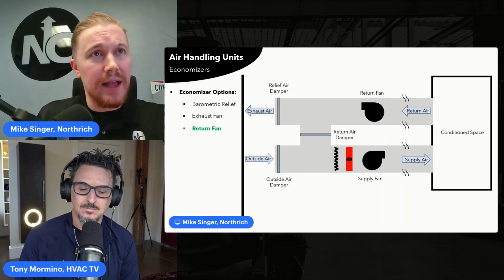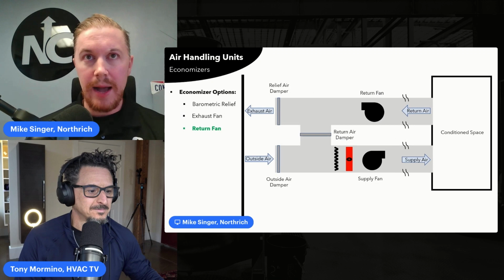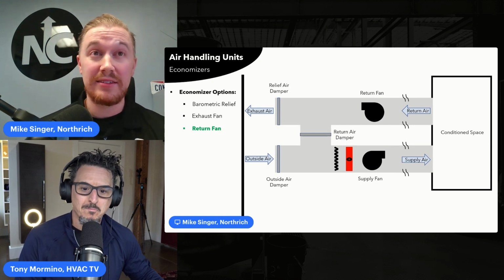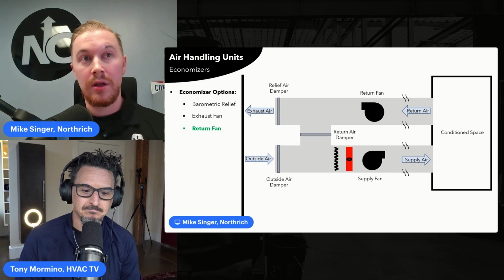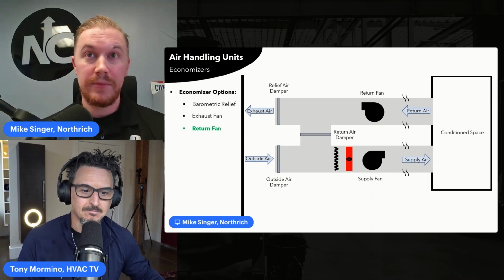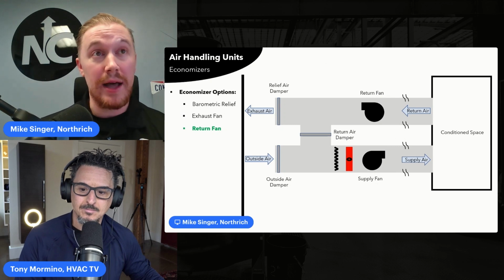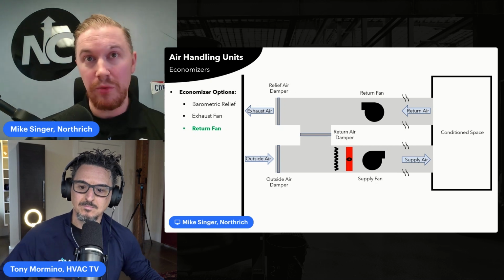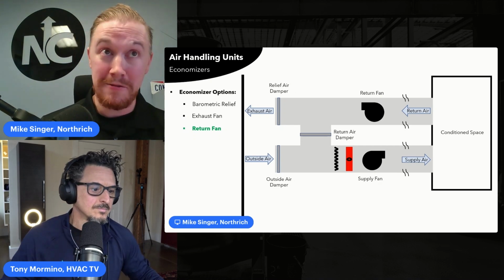Lastly, sorry, I skipped ahead there. Lastly, we have a return fan economizer option. Looks a lot like the exhaust fan economizer, except now you can see the change in position of the return fan. In this case, I'm covering the supply ductwork with the supply fan, its drop, but I am not covering the return pathway with the supply fan. In this case, I'm covering that with the return fan.